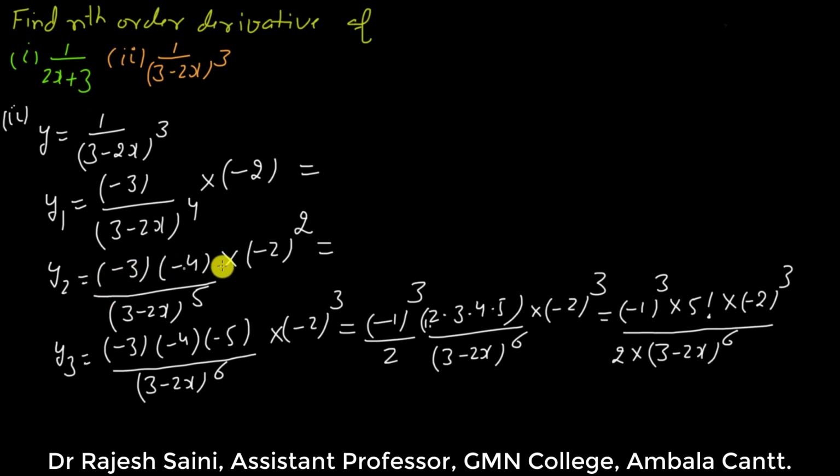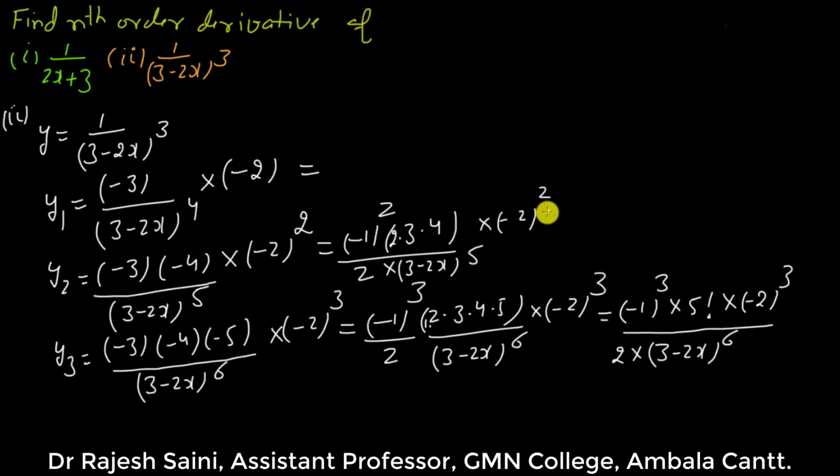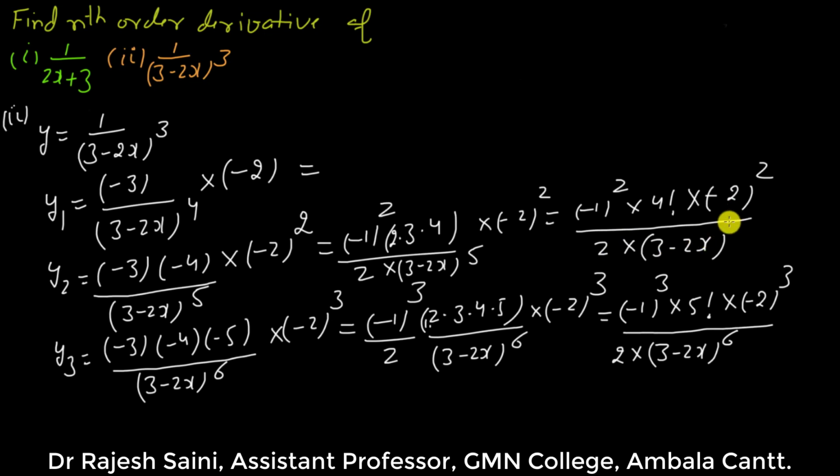I'm going to firstly collect minus sign, so it will be minus minus square. Fine. And same thing, 3 into 4, and 2 is lacking over here, so I have supplied 2, so I need to divide it. 3 minus 2x raised to the power 5 into minus 2 square. So what it will be? It will be nothing but minus 1 square into 4 factorial into minus 2 square divided by 2 into 3 minus 2x raised to the power 5.